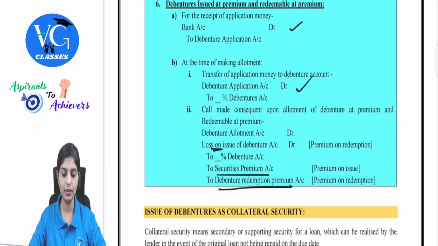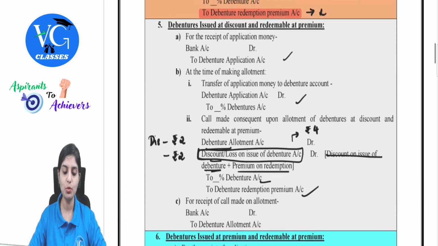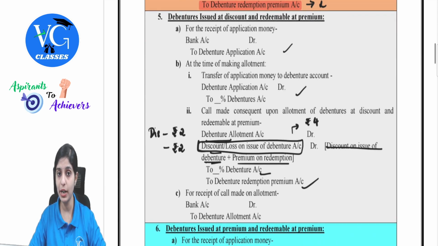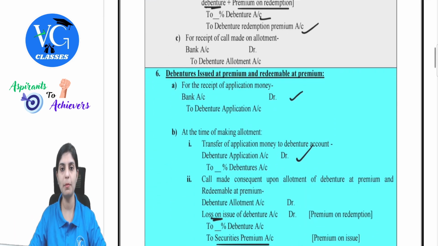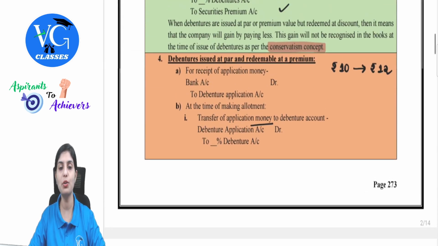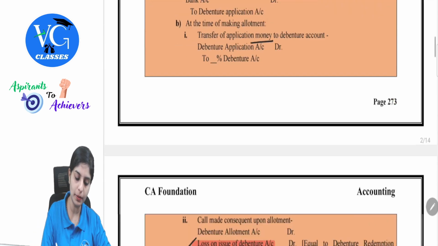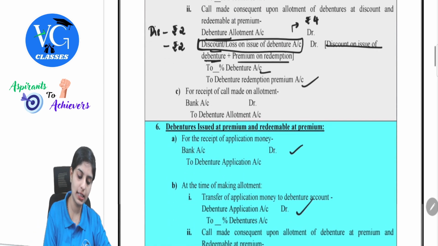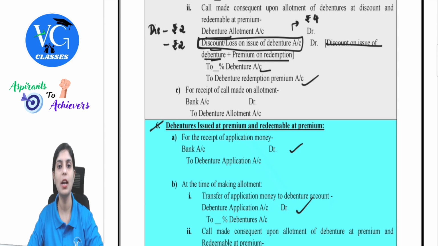I hope by this you would have got the hold of entries. The complication comes only when the debentures are issued at discount and redemption at premium, or debenture issued at premium, redemption at premium. Especially the redemption is at premium. That is where you have to focus, give importance to the entries. So understand 4, 5 and 6 entry very properly. So this gives you that good hold of what is happening with respect to issue and then redemption.